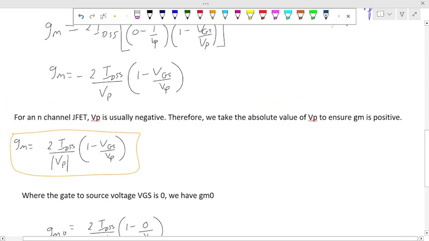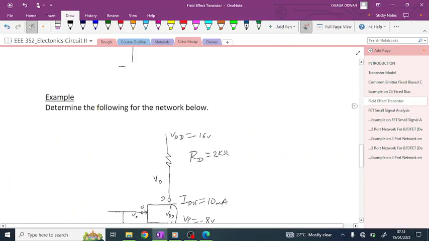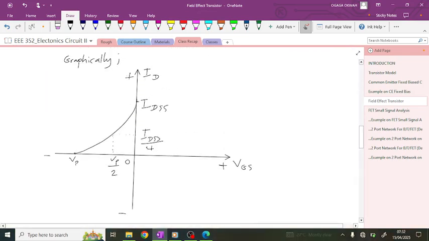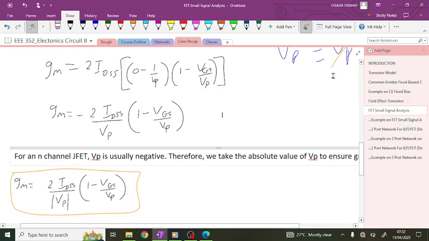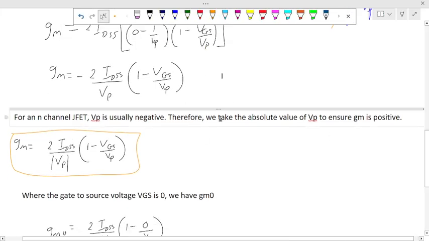Now, note that for an n-channel JFET, VP is usually negative. If you look at the example we worked in the last video, the VP given was negative. And in the graphical method, for an n-channel JFET, VP is shown on the negative axis. Based on that, we take the absolute value of VP to ensure GM is positive.